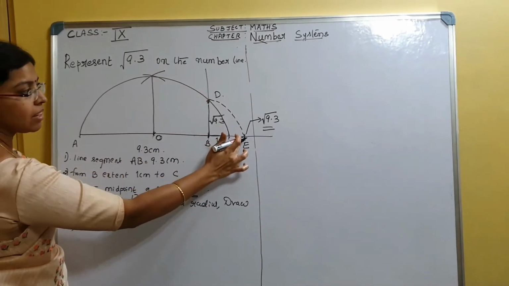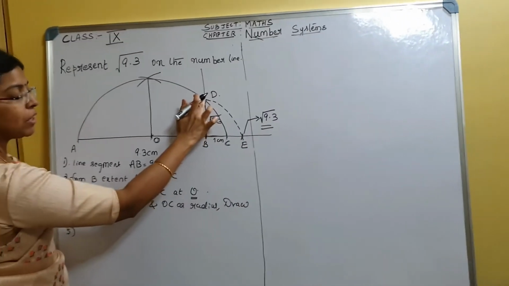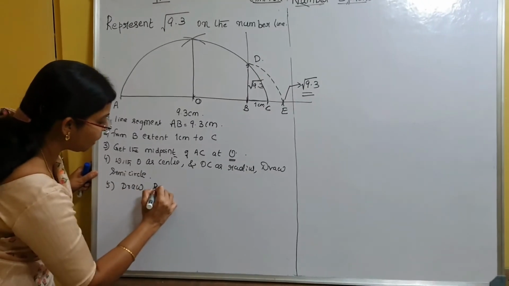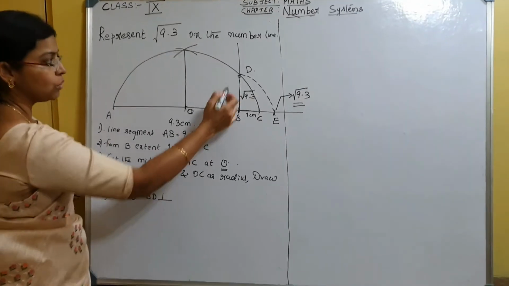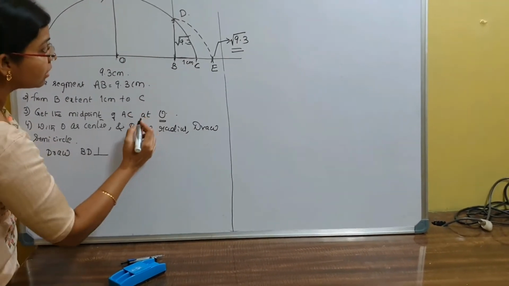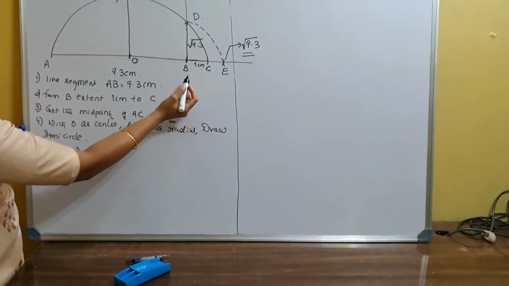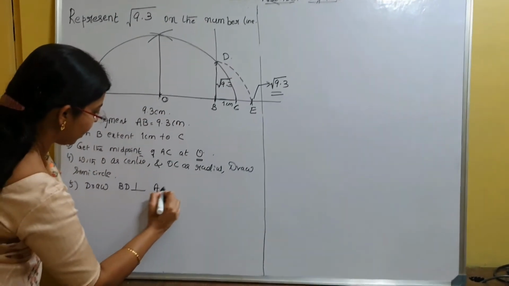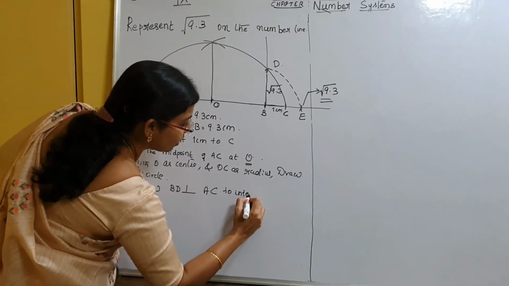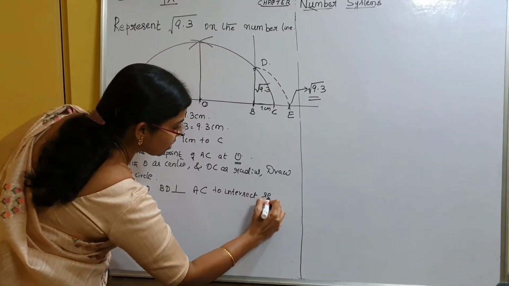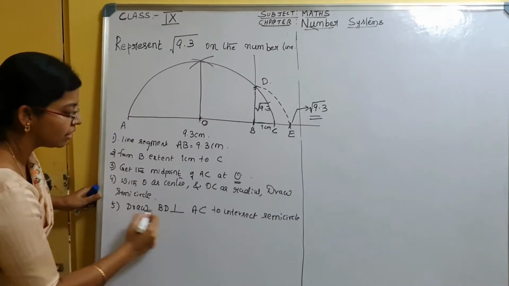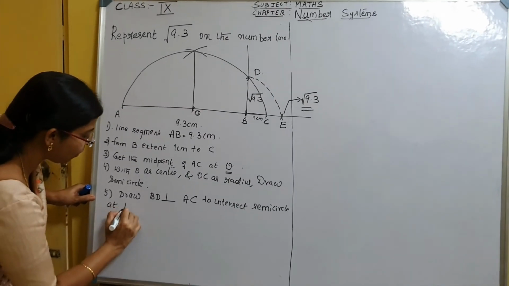After we draw the semicircle, what did we do? We will draw a perpendicular line from point B. Draw BD perpendicular to line AC, right? To intersect the semicircle at point, where does it intersect? At D. To intersect the semicircle at point D.